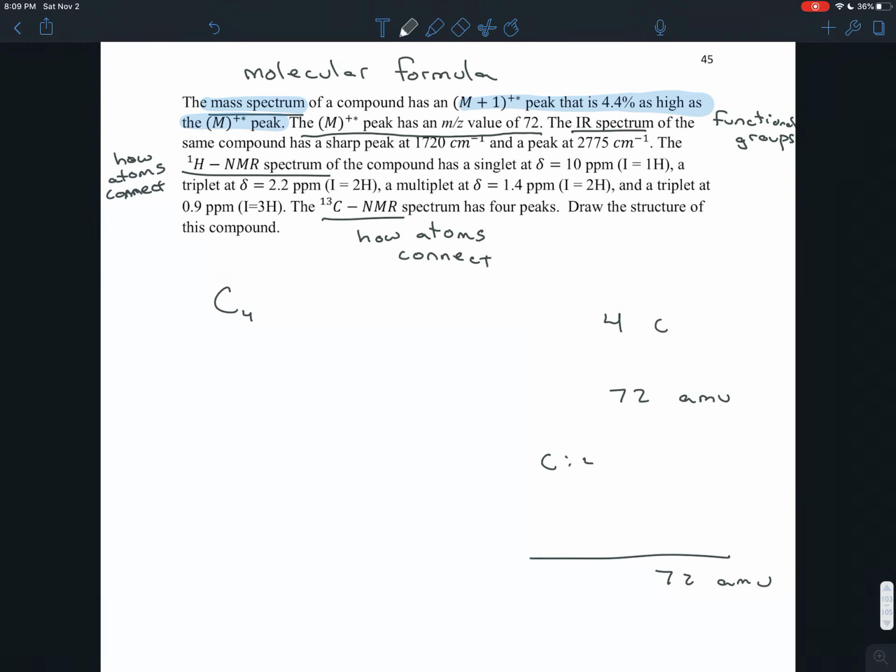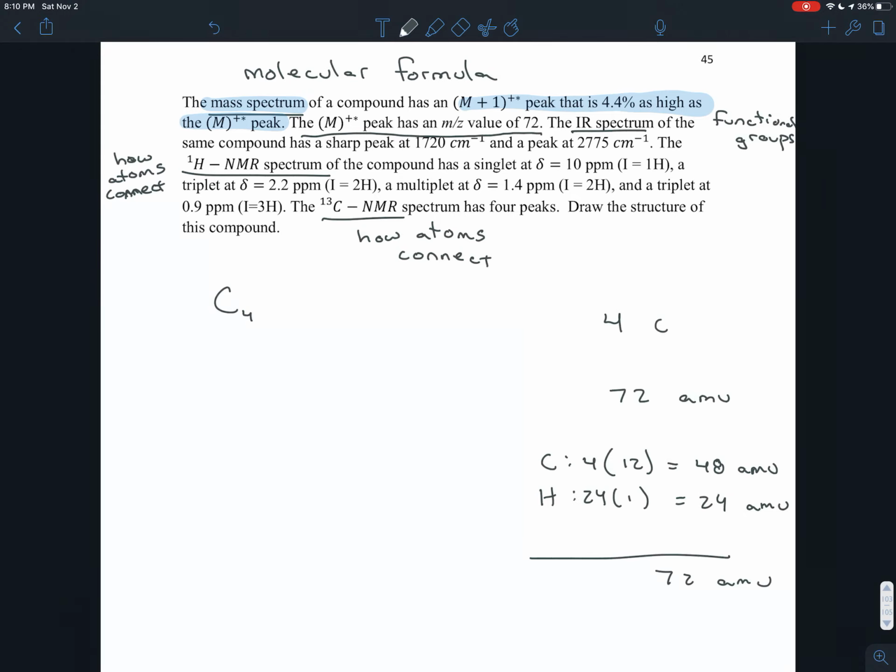Now, if we have 4 carbons, we know each carbon weighs 12 AMU, so that's going to be 48 AMU coming from the carbons. 12 because that's the mass of 1 atom of carbon given at the bottom of the box in the periodic table. Now, if we wanted to fit in the rest with hydrogens, each hydrogen weighs 1 AMU, we would need 24 hydrogens. Right? That would be 24 plus 48 would be 72.